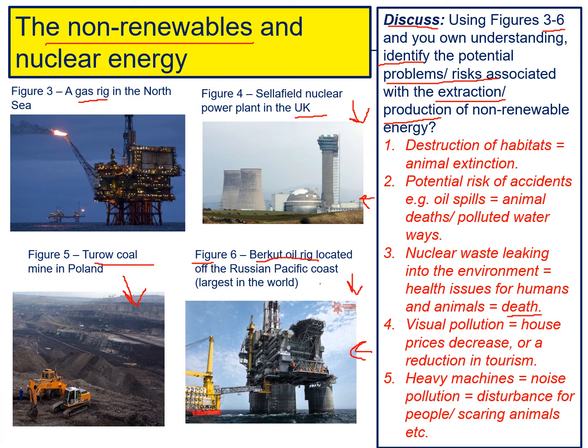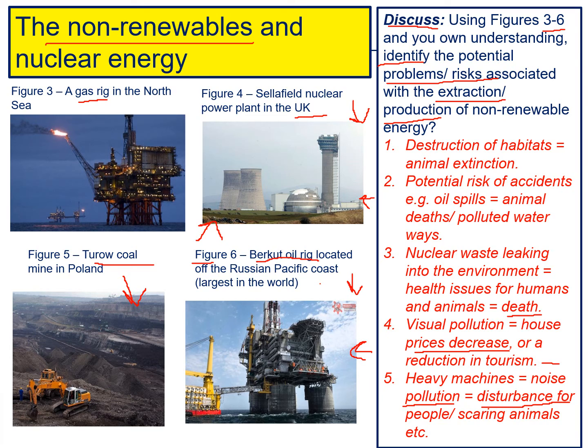Visual pollution. So house prices can decrease, or there will be a reduction in tourism. If people can see these from their homes or from a town, they can look quite disgusting and not very appealing, and therefore people don't want to live there and people can be scared of them. So that can lead to house prices going down and no one wanting to go and visit. Also, heavy machines are used. This can produce noise pollution. This therefore disturbs people and it can scare animals.